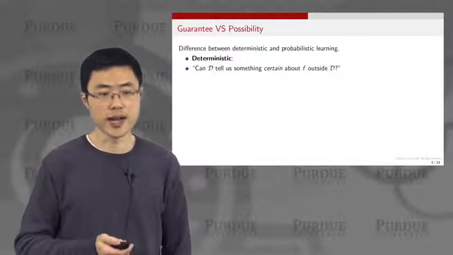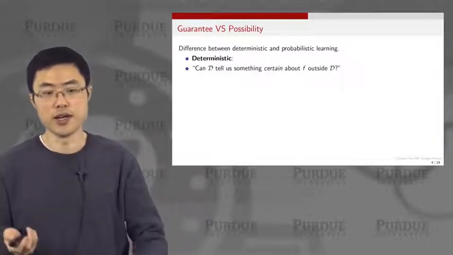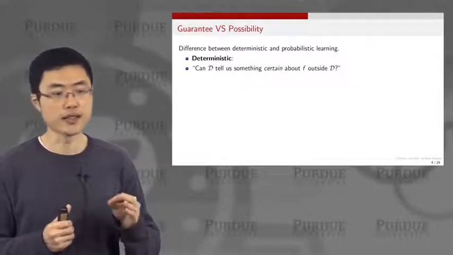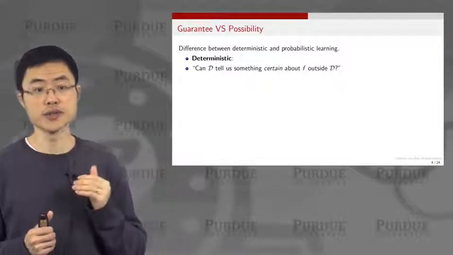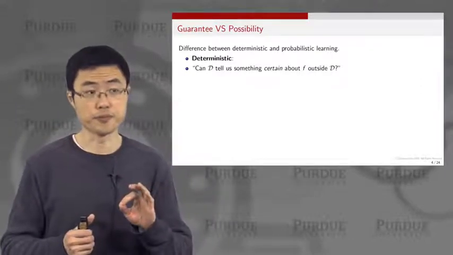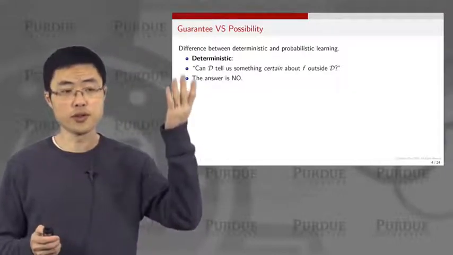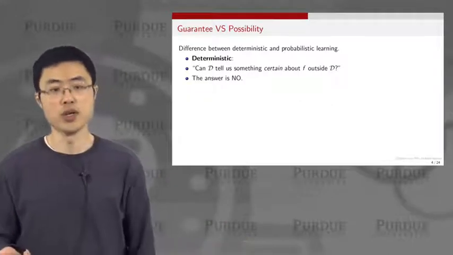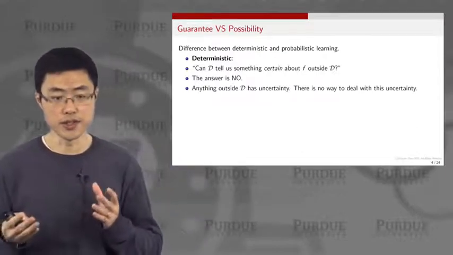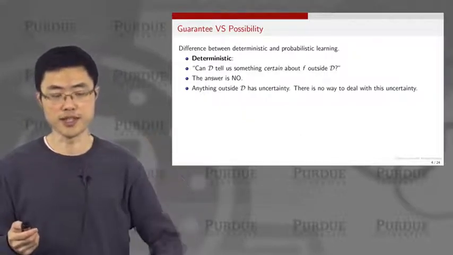So the deterministic case asks the question, can a data set D tell me something about f outside of D? So what is D? D is the training set. f is the target function. You ask whether the training set can tell you something about the target function that is outside your training set. And the answer is no, as we have seen in the example before, that you can only look at the 6 cases, but for the last 2 cases you are not able to say anything. So anything outside D has uncertainty, and there's no way for you to deal with this uncertainty if you are in this deterministic mode.